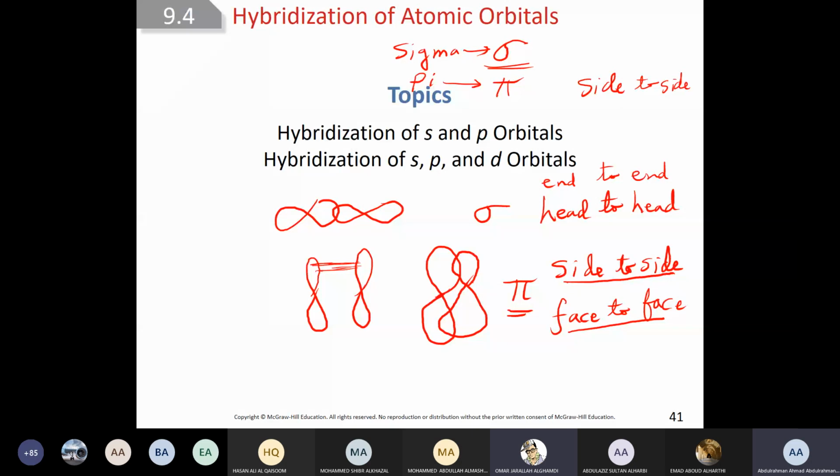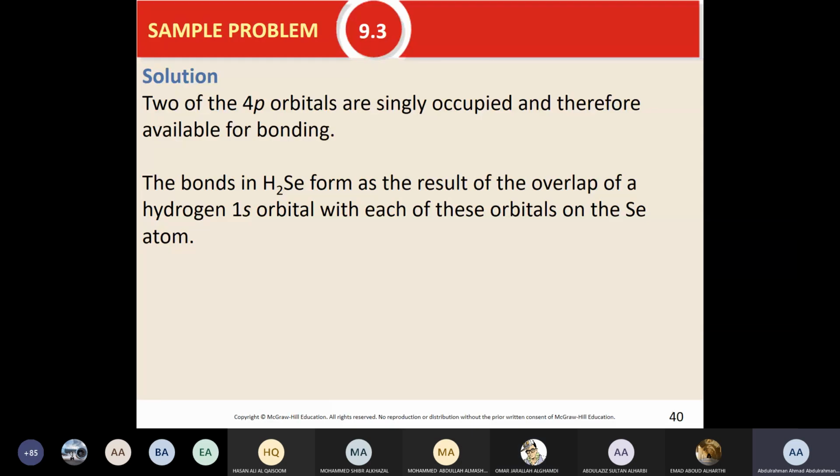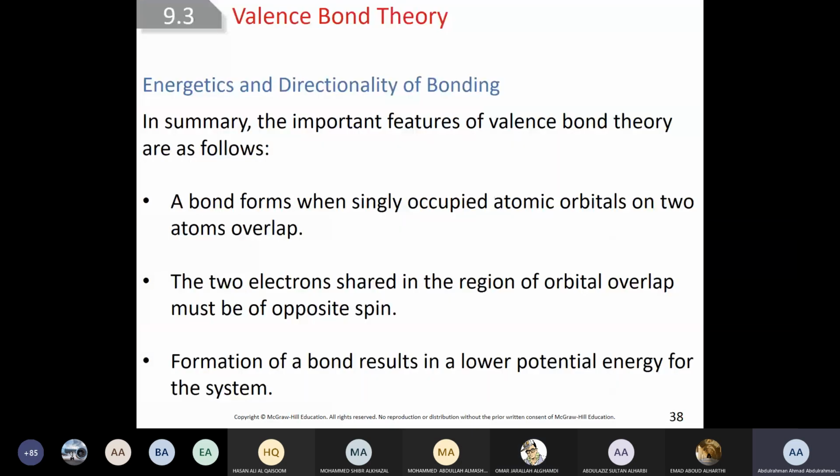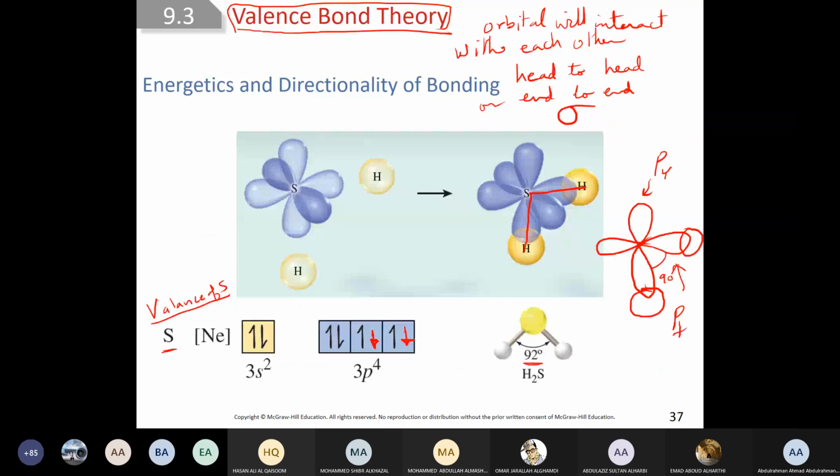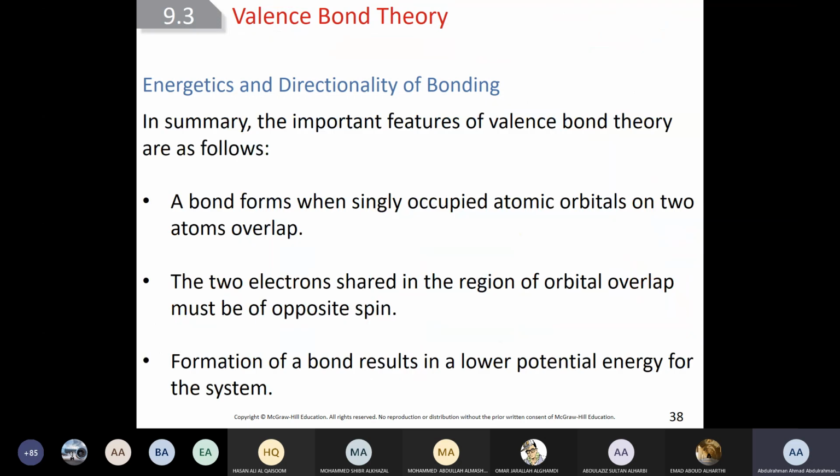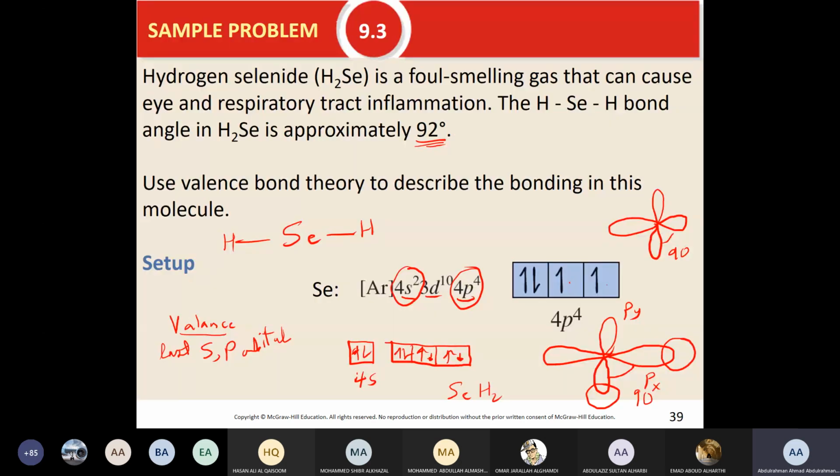Very good. Now, there is another theory also. What was the name of this theory that we just talked about a while ago? Valence bond theory. You must memorize the name. What do you mean by valence bond theory? As I said, the orbitals are interacting like what we did here.